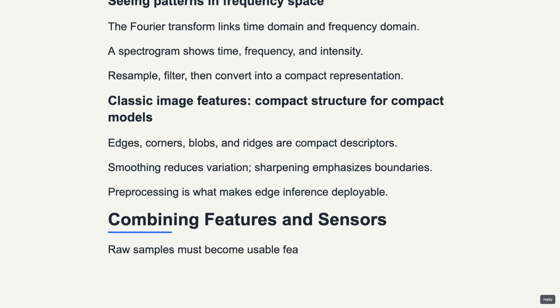A streaming sensor does not give the model a clean decision each time a sample arrives. The signal has to be condensed into features that are compact, ordered, and reliable enough for the model to act on.